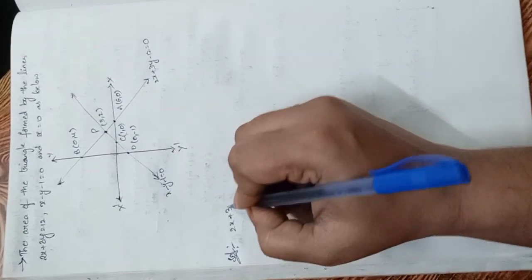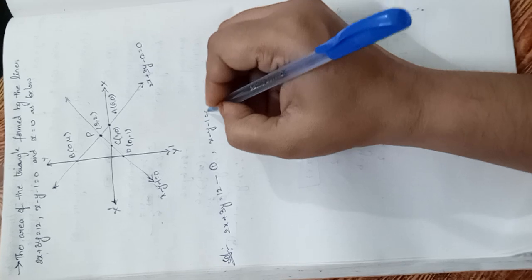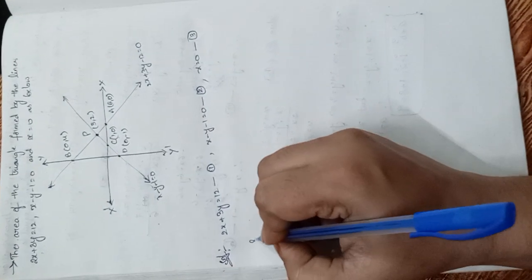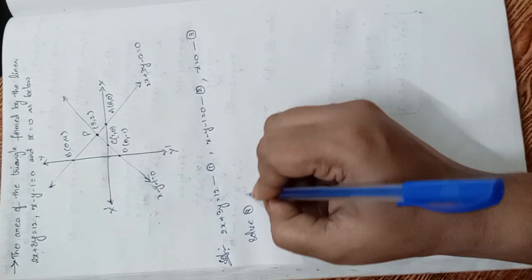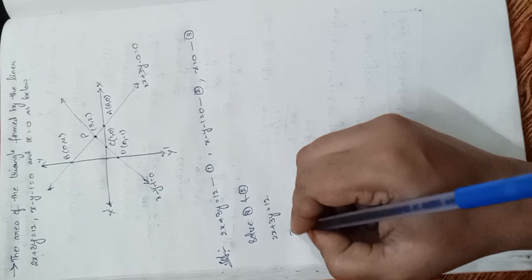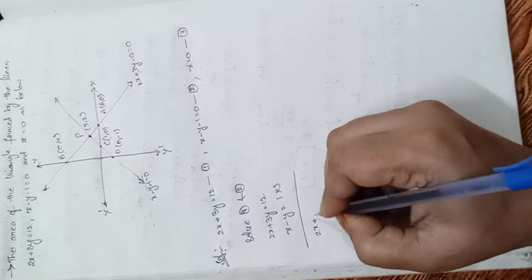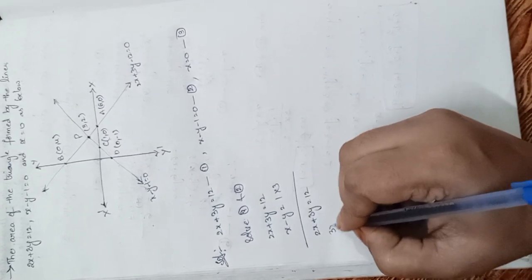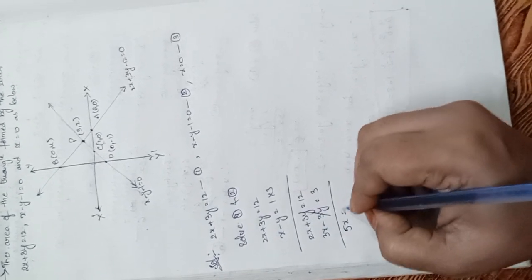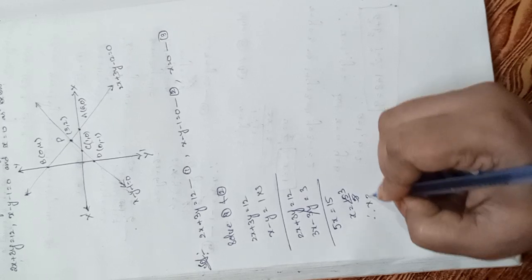Take the equations 2x + 3y = 12 as the first equation, x - y - 1 = 0 as the second equation, and x = 0 as the third equation. First solve 1 and 2. 2x + 3y = 12, x - y = 1. Multiply the second equation by 3: 2x + 3y = 12 and 3x - 3y = 3. These two terms get cancelled. 3 plus 2, 5x = 15. x = 15 by 5, which equals 3. Therefore x = 3.